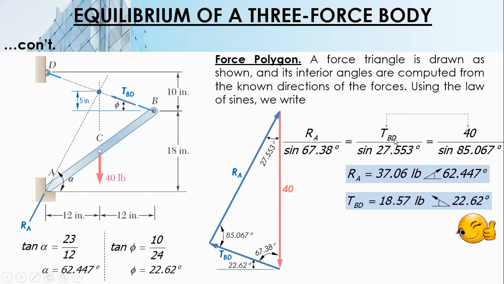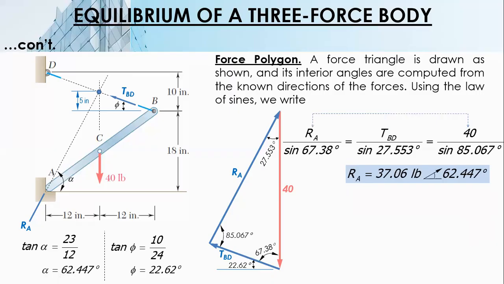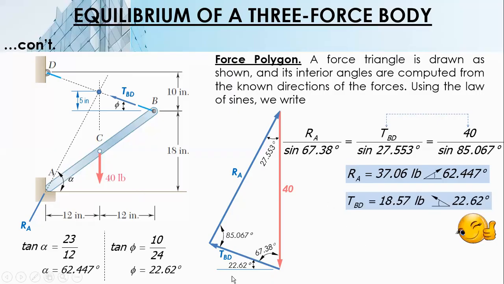The angle of TBD, its direction is 22.62. Okay, that is the three-force body analysis. First, extend the line of action of the two known forces, and then direct the third force so that it passes through that same point. Then compute for angles and distances, construct a triangle, and use the sine law, and then you have the unknown forces.